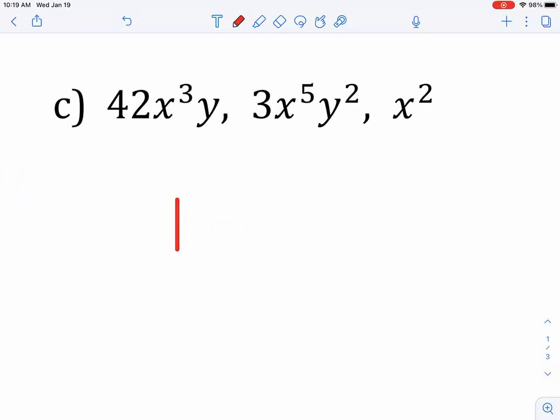For the variables, we have x's and we have y's. For the x's, I have x to the 3rd, x to the 5th, and x squared. So I take the smallest exponent, which is going to be x squared. Okay, just take the smallest exponent.